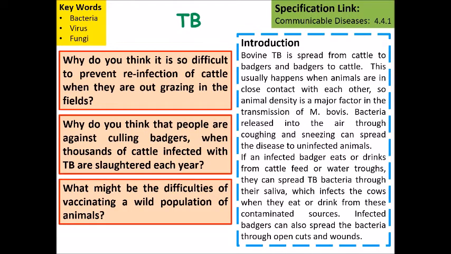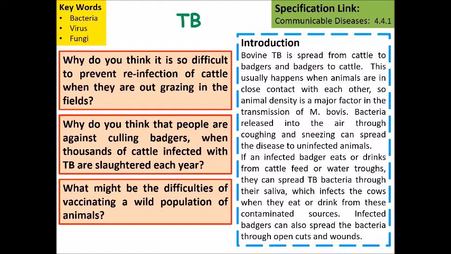Bovine tuberculosis is spread from cattle and badgers to other cattle and badgers. This usually happens when animals are in close contact with each other. So animal density is a major factor in the transmission of this infection.